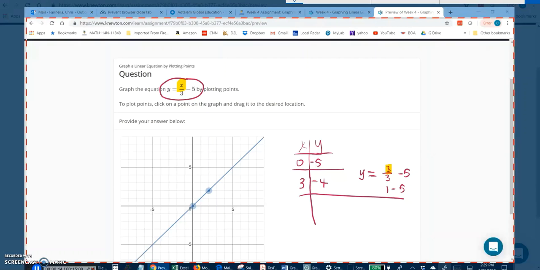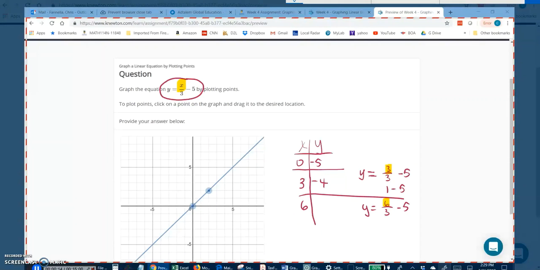All I need are 2 points, but if I wanted to double check to make sure that I didn't make any mistakes, then let's plug in another value. We could let x equal to 6, or we could let x equal to negative 3. Either of those would make the denominator go away. Let's go ahead and do 6. So that means we'd have this: y is equal to 6 over 3 minus 5. So put 6 in place of x.